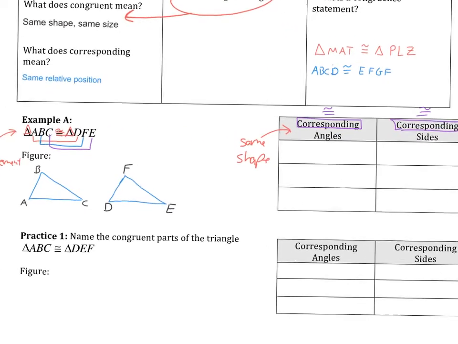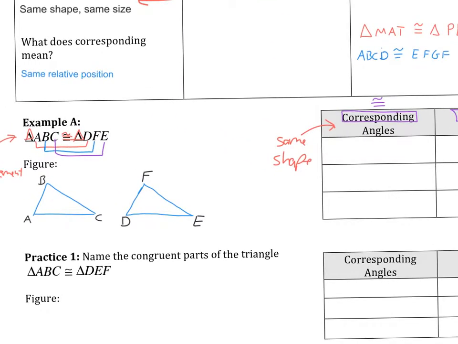Okay, so when I'm talking about my corresponding angles, notice my first letter on the first triangle is A, so I'm going to say that's congruent to the first letter in the second triangle, D.